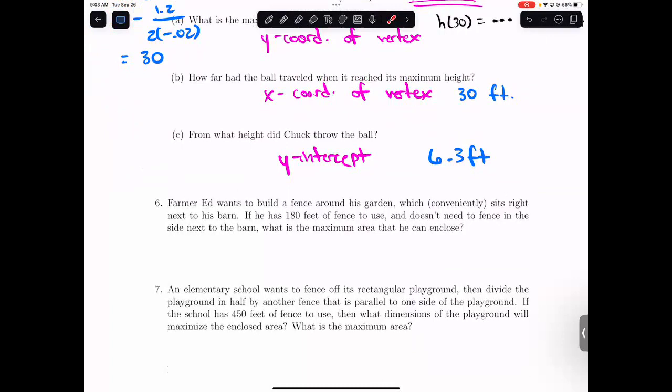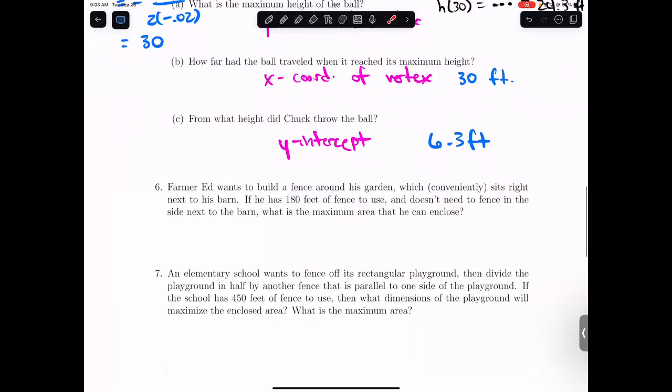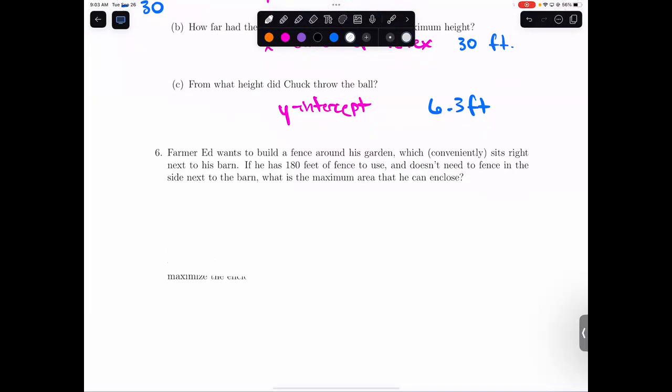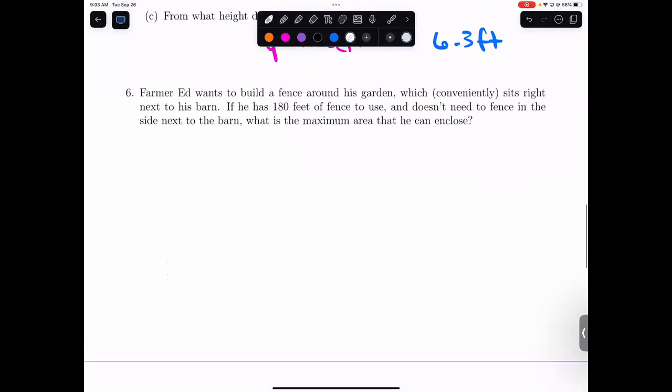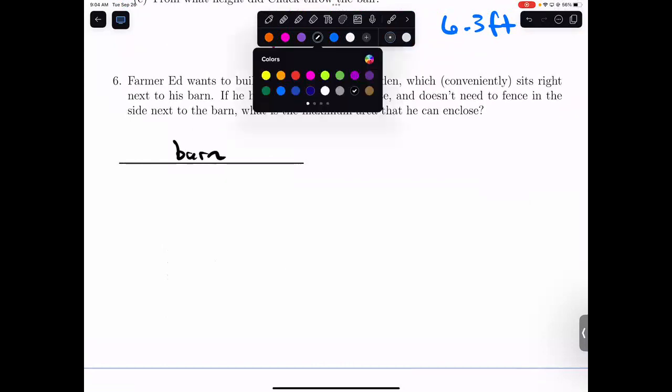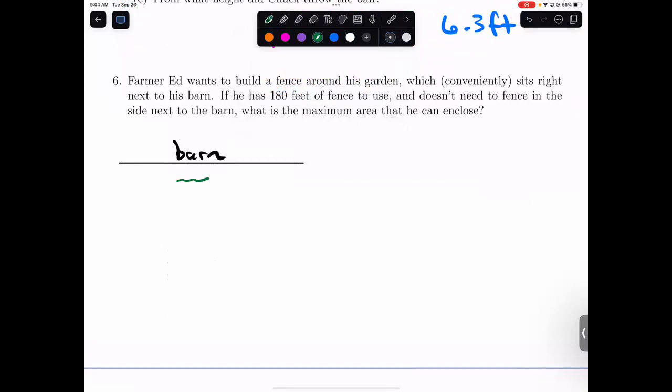The barn problem here, this maximizing area problem, I definitely want to talk about because this is a little bit different. There's a little bit of setup required that's not totally obvious where it comes from. So this farmer has a barn. So there's a barn here. There's a garden next to the barn. That's the garden.